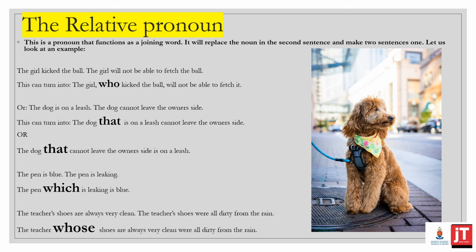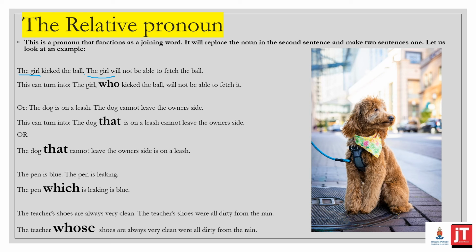So this is a pronoun that functions as a joining word. It will replace the noun in the second sentence and make two sentences one. So let's look at some examples, okay? Here we have: The girl kicked the ball. The girl will not be able to fetch the ball. The girl and the girl are mentioned twice. It is separated by a full stop.